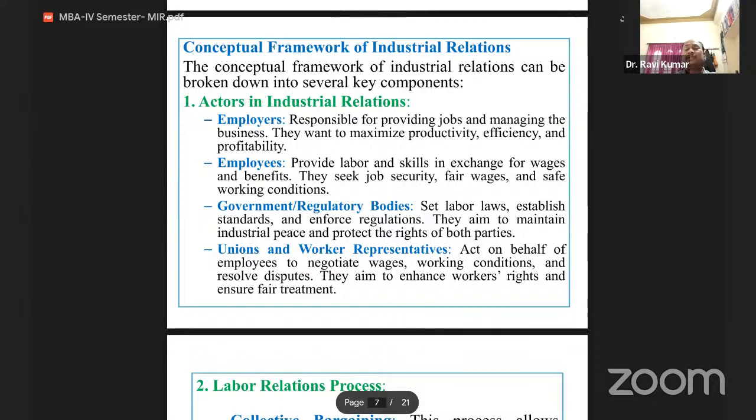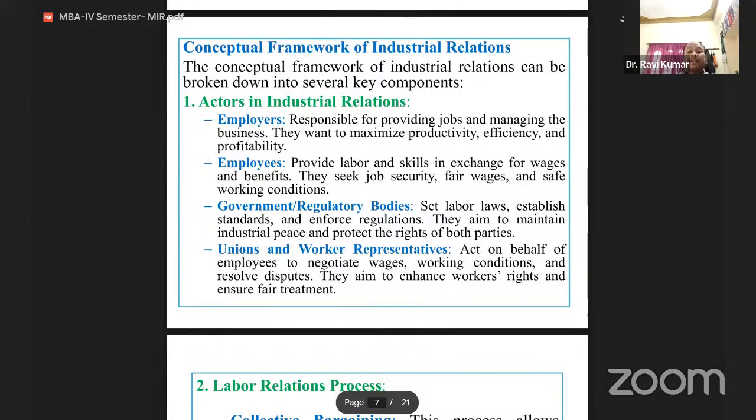Now, let's see the employees. Employees provide labor and skill in exchange for wages and benefits. They seek job security, fair wages, and safe working conditions. So employees always depend on whether they have good communication skills, or technical skills, or semi-skills or medium skills; depending upon that they get a job. They are exchanging, that means they are using their skills for the organization.